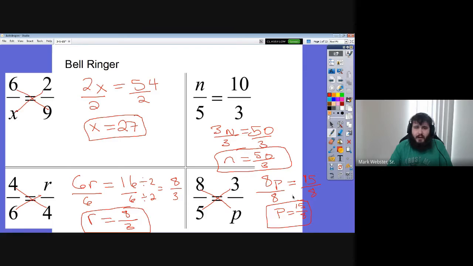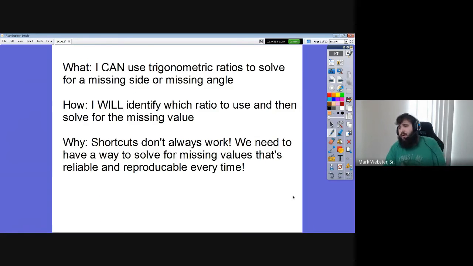What are we doing today? We're going to use trigonometric ratios to solve for a missing side or a missing angle. How are we going to do this? We're going to identify which ratio to use and then solve for the missing value. Why? Well, this past week we talked about some shortcuts, some ways that we can do these problems a little bit easier if we have the right information.